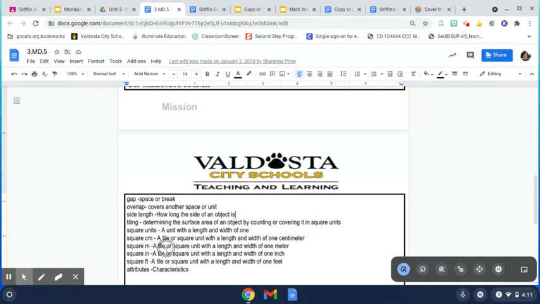Square centimeter, a tile or square unit with the length and width of 1 centimeter. Square meter, a tile or square unit with the length and width of 1 meter. Square inch, a tile or square unit with the length and width of 1 inch. Square foot, a tile or square unit with the length and width of 1 foot.